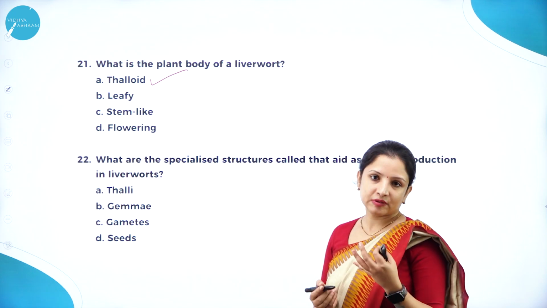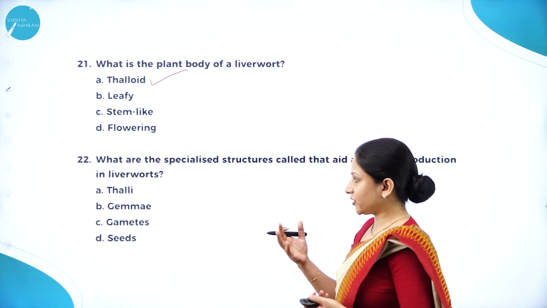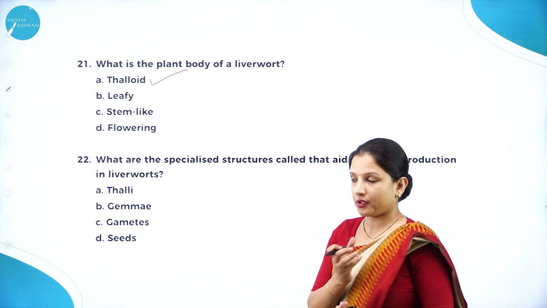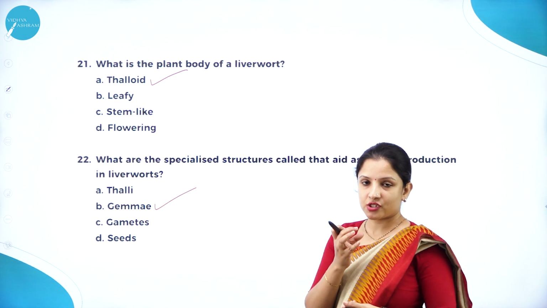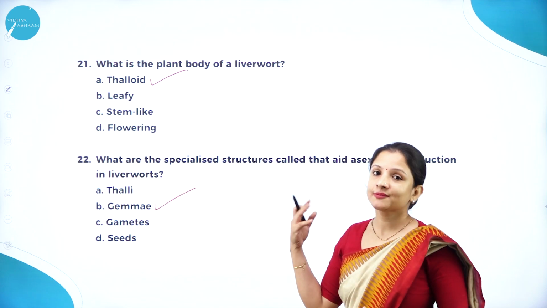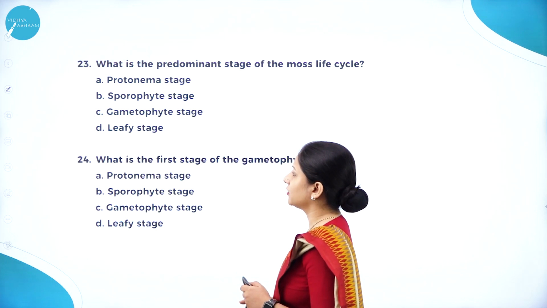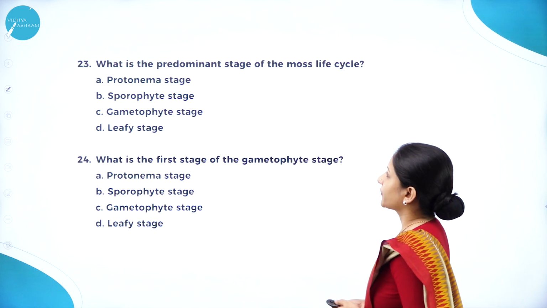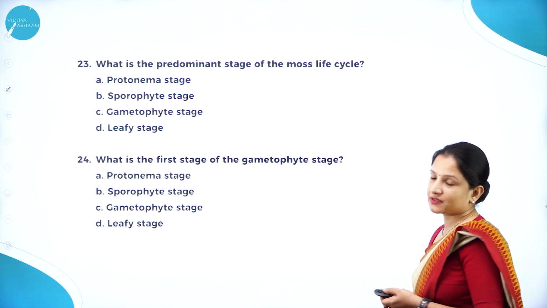Liverworts have some specialized structures that help in reproduction, and they are somewhat cup-shaped. They are called gemmae. They are cup-shaped structures, gemma cups, and they have gemmae in them, which are nothing but the specialized structures that aid in reproduction. It is gemmae. Next question. What is the predominant stage of the moss life cycle?